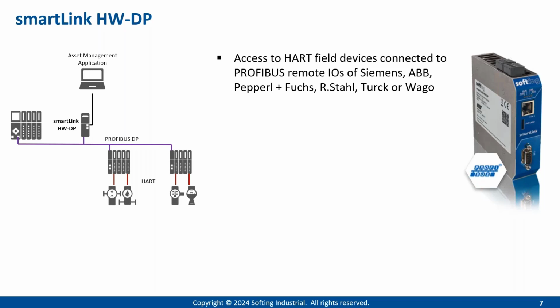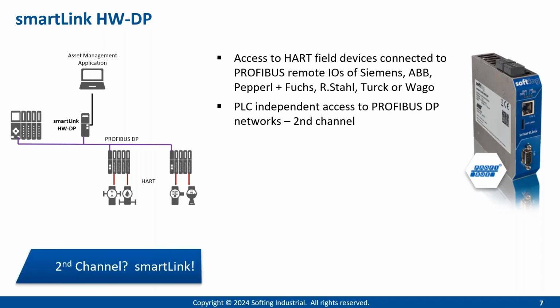The product again allows connections from asset management over Ethernet, then over PROFIBUS DP to remote IOs connected to a PROFIBUS DP segment. Here we are supporting remote IOs from Siemens, ABB, Pepperl+Fuchs, R. Stahl, Turck, or Wago. Again, as before, we have PLC independent access to PROFIBUS DP networks. In that case, we do not really care which kind of controller you have. That could be any PROFIBUS DP master running on this network.